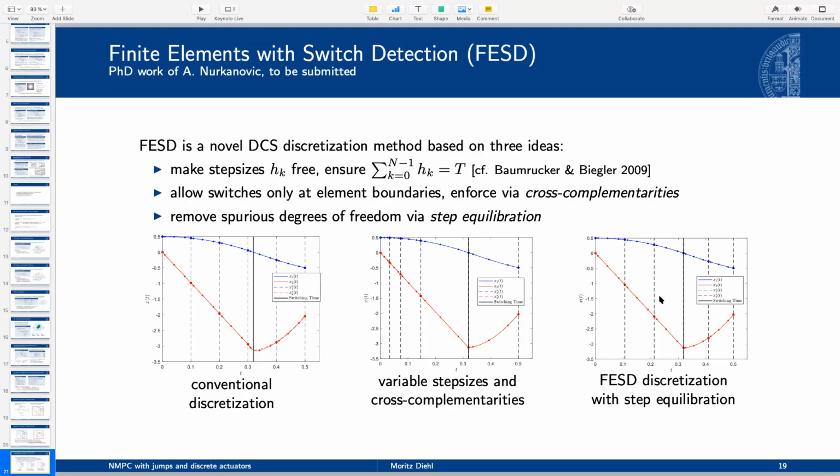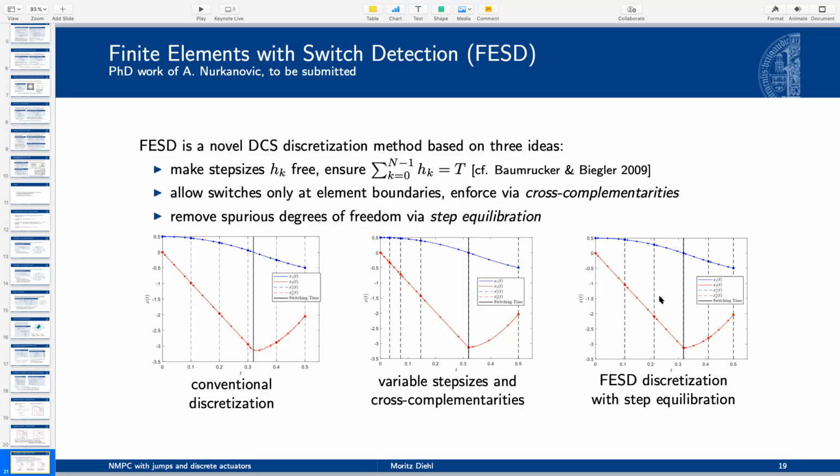So roughly speaking, what would you do in the perfect world? If I know where the switch is, I would say all my elements before the switch have a variable size, because I need to detect the switch exactly. I cannot fix it, but they should be equal. And after the switch, they should also be equal, but they can be variables. So they should just be equidistant, but how large they are can still be a degree of freedom. So that's what we impose.